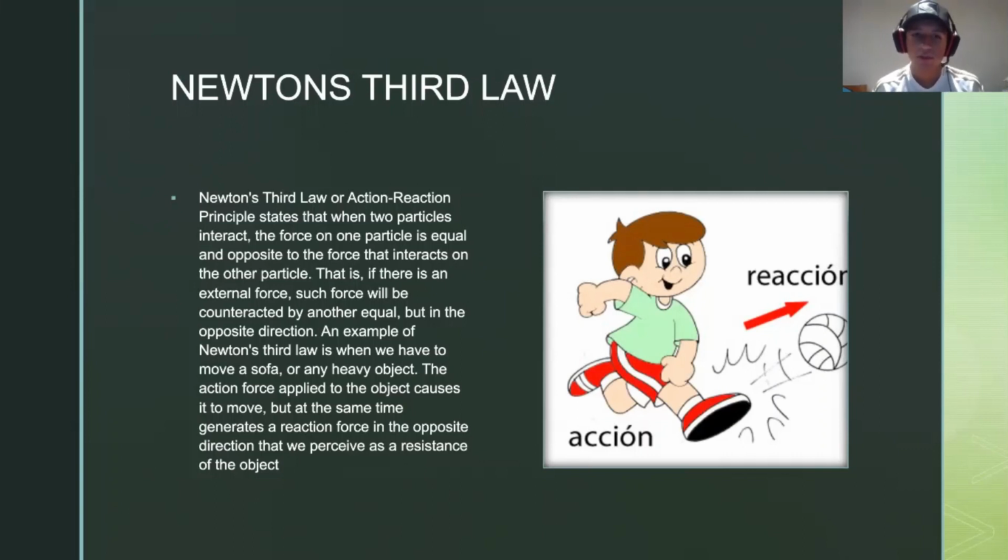An example of Newton's third law is when we have to move a sofa or any heavy object: the action force applied to the object causes it to move, but at the same time generates a reaction force in the opposite direction that we perceive as a resistance of the object. In the photo is another example: when there is a ball on the floor and you shoot it with your foot, it is going to move while the force.